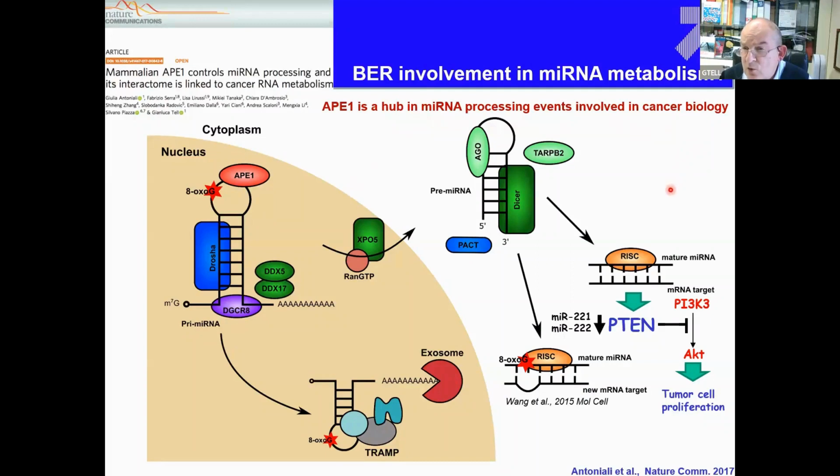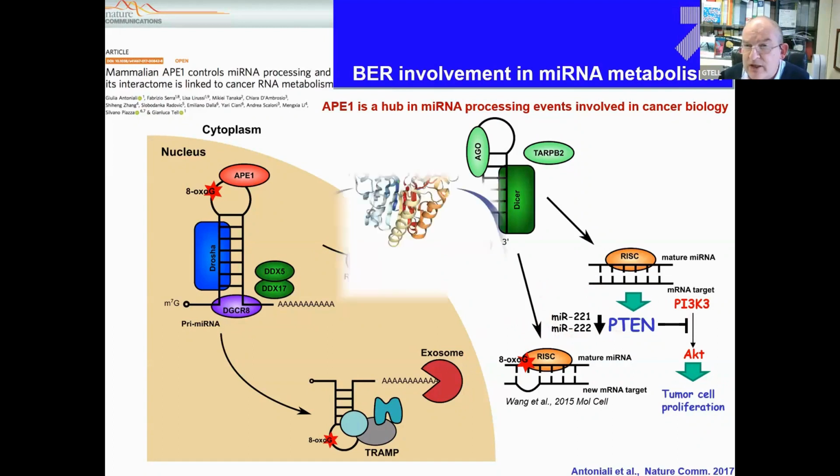In this first study, we studied the activity of APE1 with regard to this function, looking at these two microRNAs, 221 and 222, which are onco-microRNAs regulating PTEN expression, which is important for the activation of AKT, which is required for tumor cell proliferation. Therefore, suggesting that maybe one of the main mechanisms through which APE1 can exert its tumor progression function could be through microRNAs and through indirect gene transcription regulation.